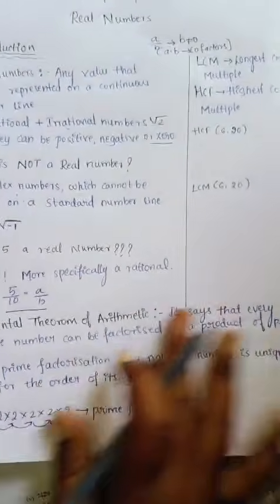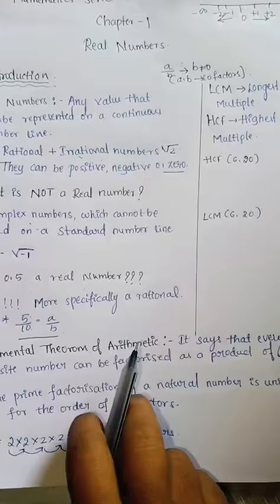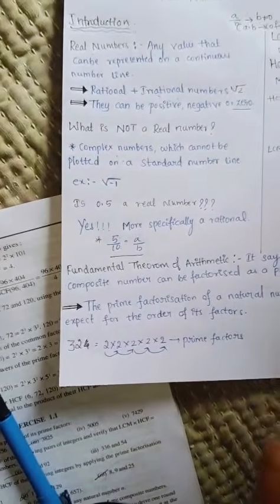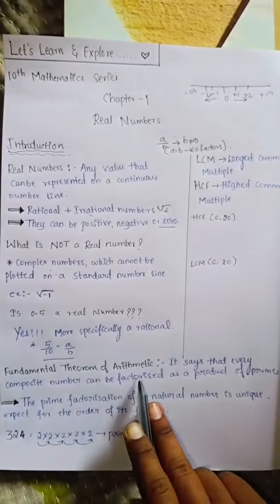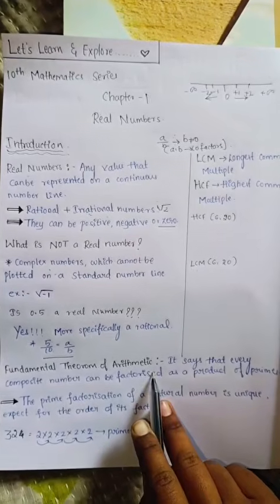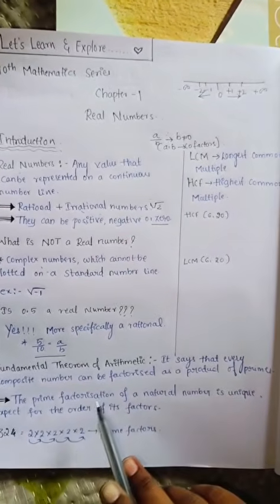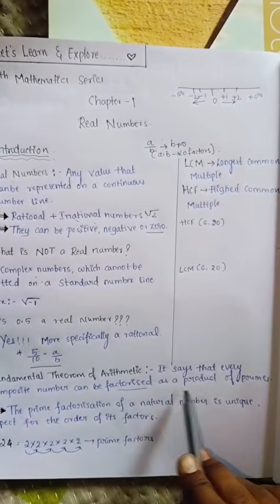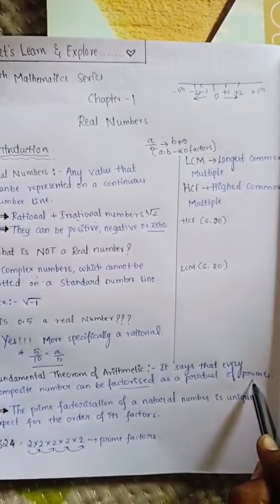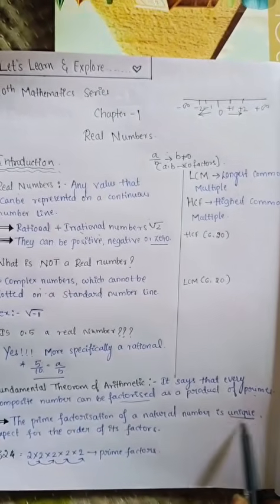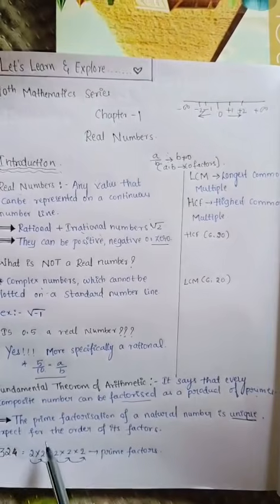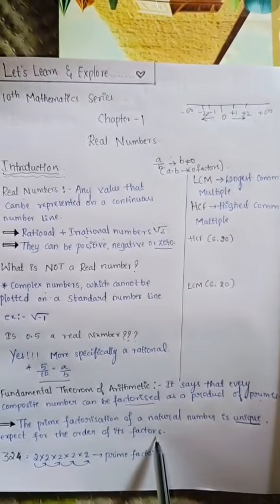Okay guys, also we have a very basic idea in this chapter. This chapter actually starts with a fundamental theorem of arithmetic. What does it say? It says that every composite number can be factorized as a product of its primes. Also, a prime factorization of a natural number is unique. This is very important here, except for the order of its factors.